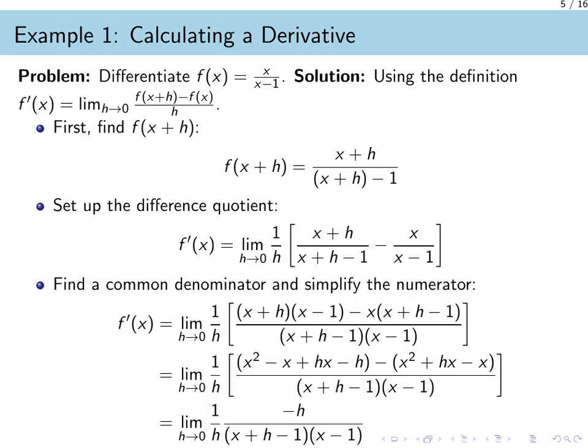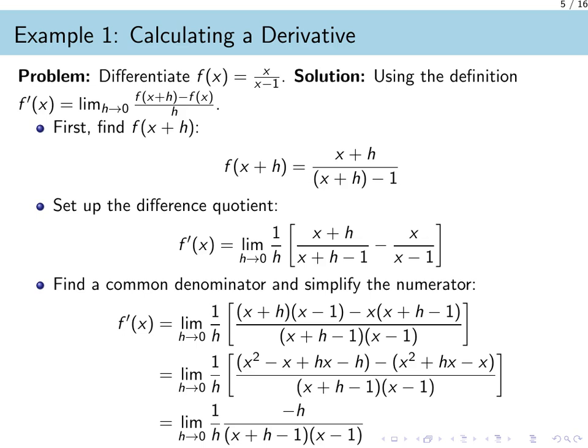Let us apply the limit definition to find the derivative of the rational function f of x equals x over the quantity x minus 1. This example is a great way to see how the definition works, even when the algebra gets more involved. We begin by substituting the expressions for f of the quantity x plus h and f of x into the difference quotient, which creates a complex fraction. The key step to simplifying this is to find a common denominator for the terms in the numerator.